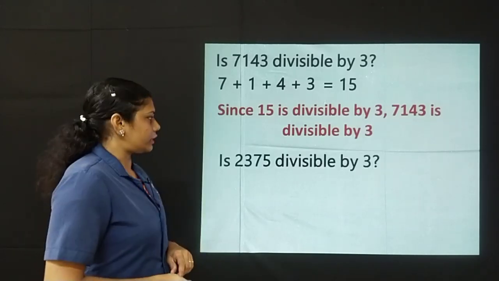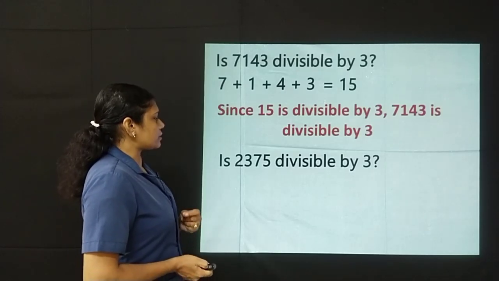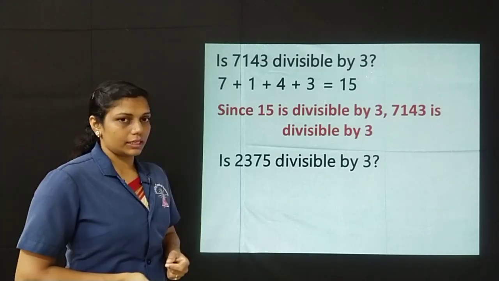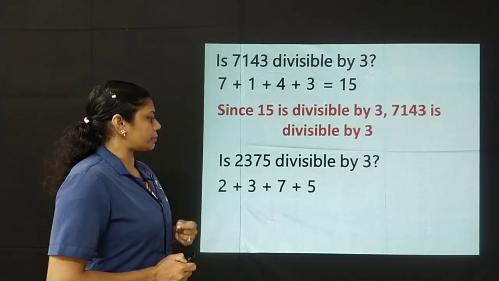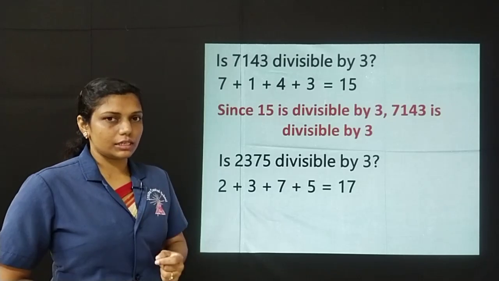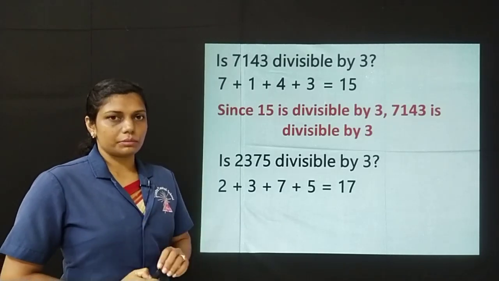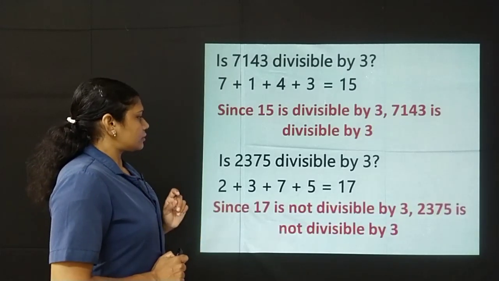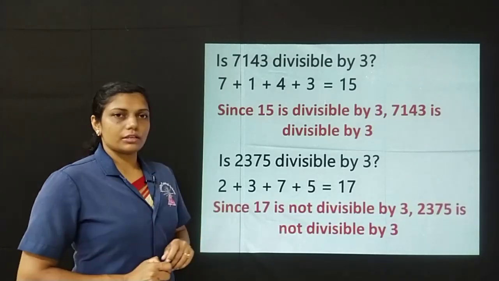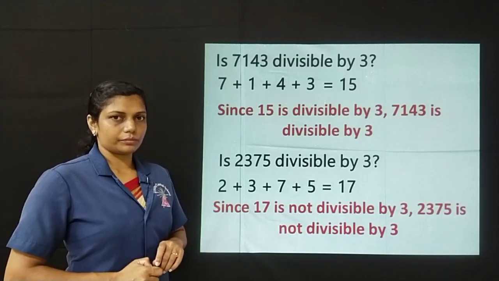Clear, children? We will do one more problem. Is 2,375 divisible by 3? Let us add up the digits. 2 plus 3 plus 7 plus 5 will give you 17. 17 is not divisible by 3. Therefore, 2,375 is not divisible by 3. Okay.